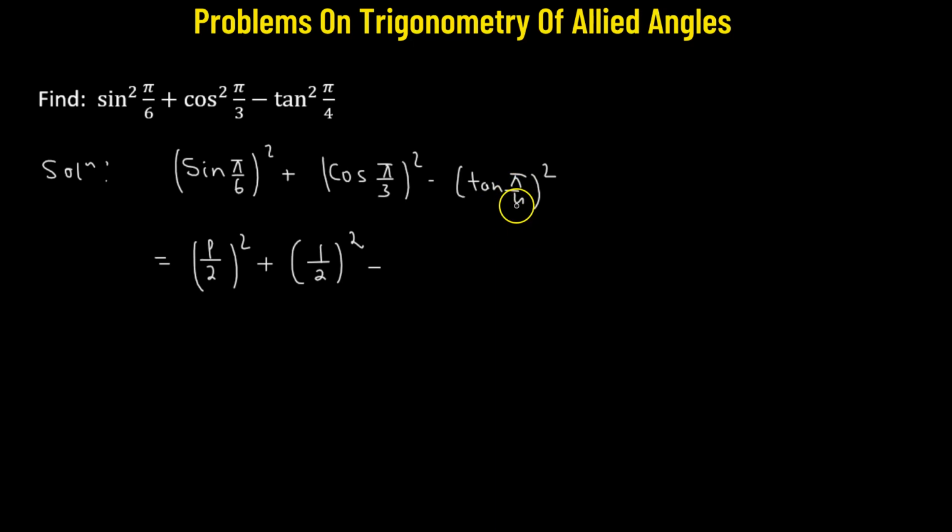Minus, so pi over 4 corresponds to 45 degrees. So tangent of 45 degrees is 1. So we have 1 squared. That adds up to 1 over 4 plus 1 over 4 minus 1. So that's half. So half minus 1 gives us a value of negative half. So this is the value of the given trigonometric expression. So let's go to the next problem.